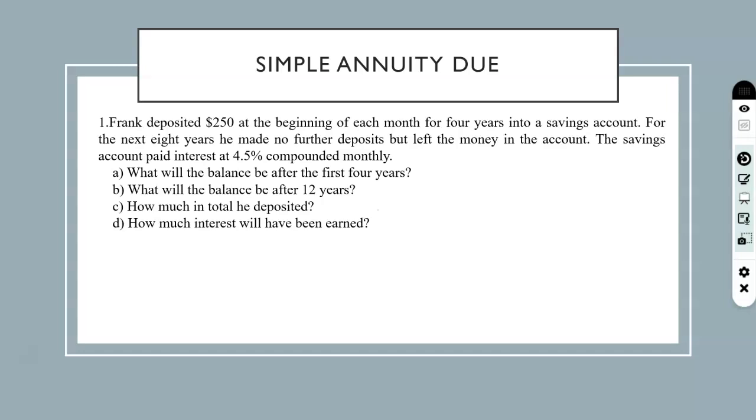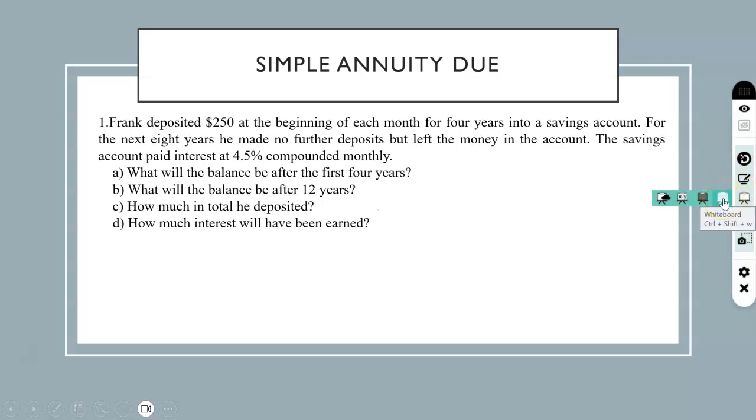This one we will do using the financial calculator. Frank deposited $50 at the beginning of each month for 4 years into a savings account. For the next 8 years, he made no further deposit but left the money in the account. The savings account paid interest at 4.5% compounded monthly. What will be the balance after the first 4 years? Here the payments are done at the beginning of each month, only for 4 years.